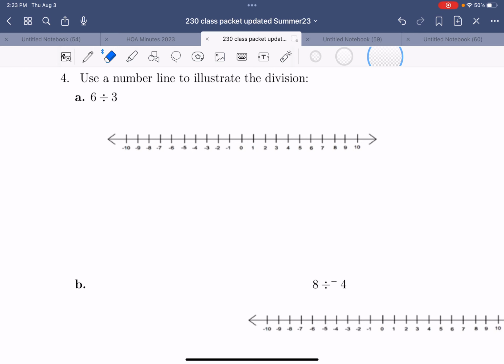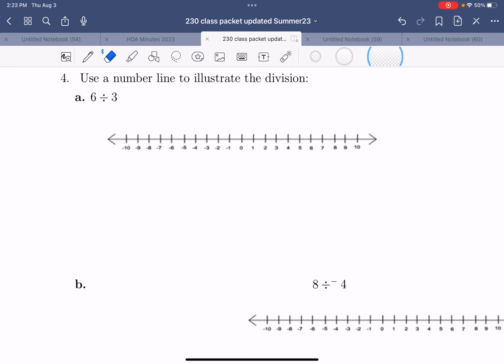Hi all. So this is my second attempt at the part 2 of lecture 13 on division. So you've already seen multiplication, chips, and number lines. You've already seen division using chips. So now we're going to tackle division using number lines.